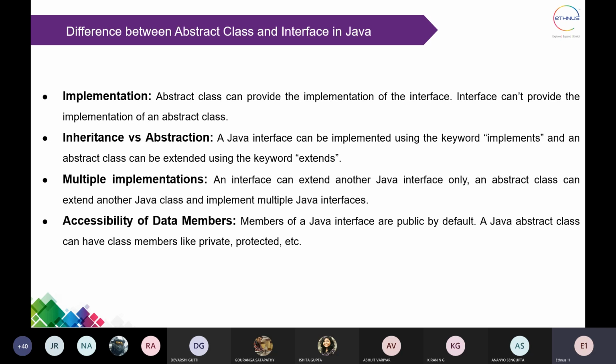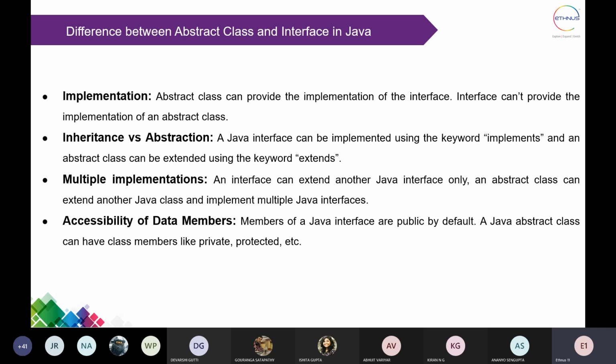And multiple implementation. So now we know that an abstract class can extend another class as well as implement multiple Java interfaces. But an interface can extend over another Java interface only. It cannot extend over multiple abstract classes. So it cannot be done. It can be done only with an abstract class. That is, an abstract class can extend a Java class and implement other Java interfaces.